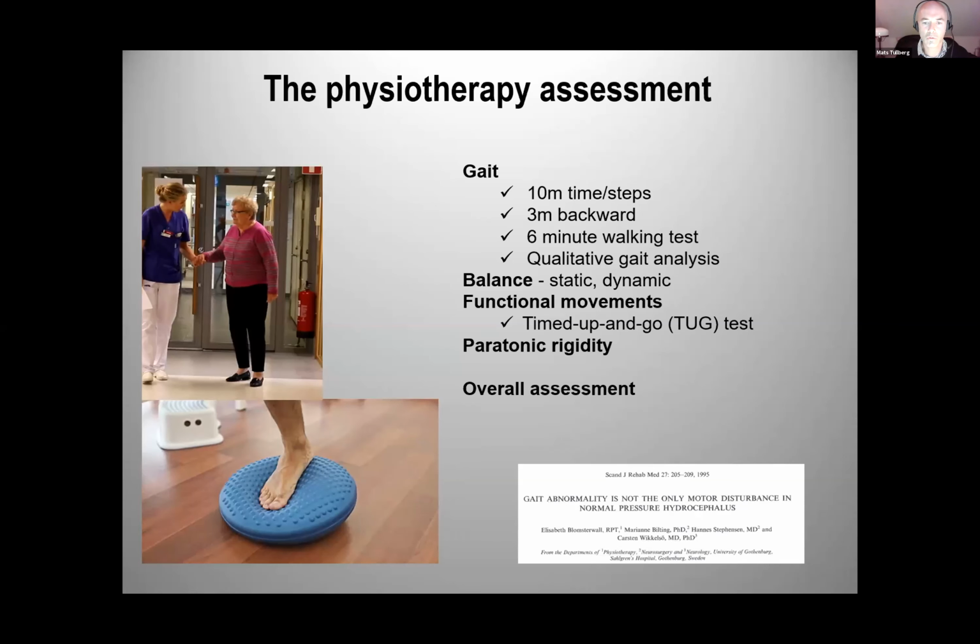And also functional movements such as the timed up and go test is very valuable and captures disturbance and improvement after surgery. And also an overall assessment of the gait pattern, the balance pattern, which adds to the clinical picture. Here is a paper from our group from '95 describing some of the symptoms and concluding that gait is really not the only motor disturbance in these patients. They have impaired motor function in, for instance, the upper extremities too.